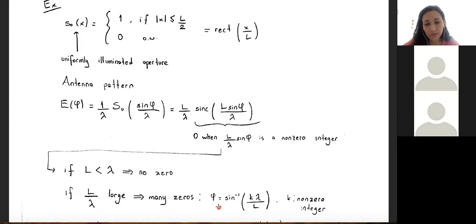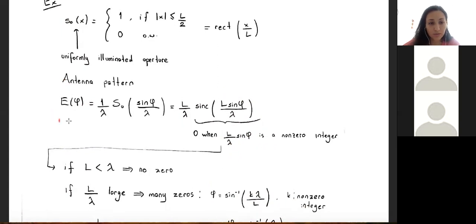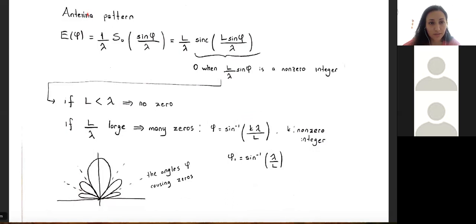Then how will our function look? Can you try to visualize this function? Viewed in terms of angle phi, it will look like this. For example, this angle is the first zero crossing, the first angle where you have zero in the antenna pattern, which is basically sine inverse of lambda over L. And then this is the second zero, sine inverse of 2 lambda over L, and we're going to have those as well.